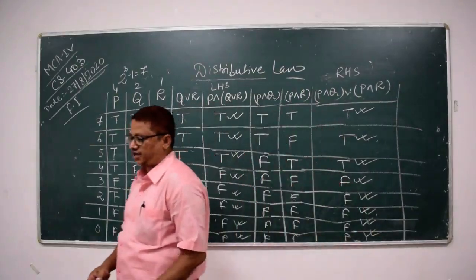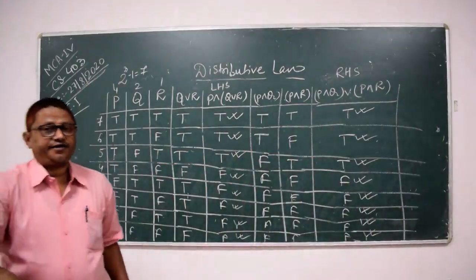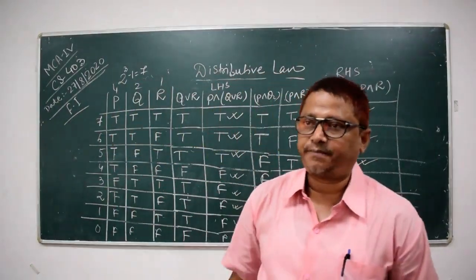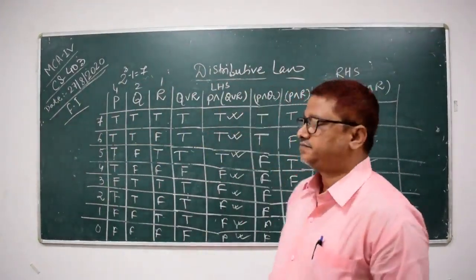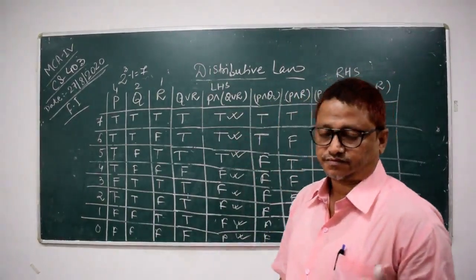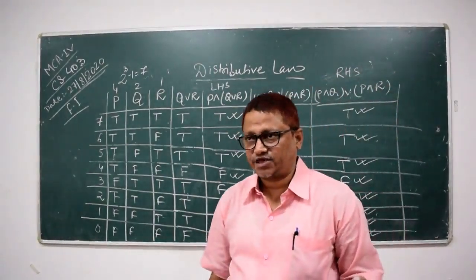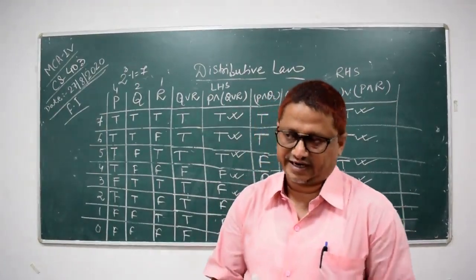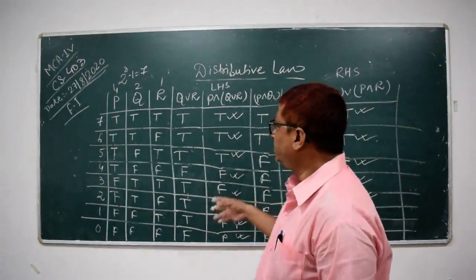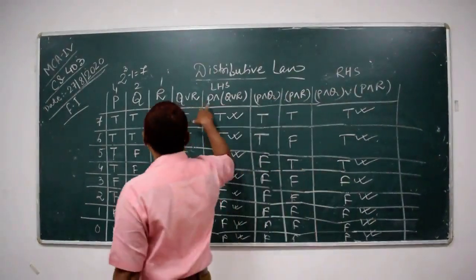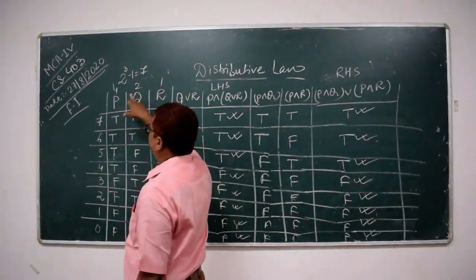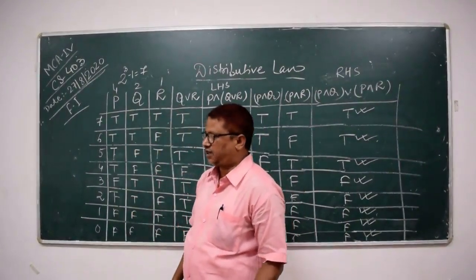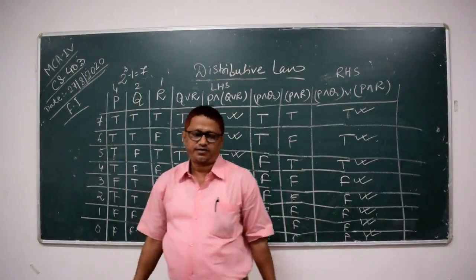Now again repeat how to construct the truth table of distributive law. First of all, the distributive first law, P and Q or R, in the parenthesis Q or R. First of all, prepare this part in left hand side. How to prepare? Count the number of propositions. How many propositions? P, Q, R, and write down the true and false combinations of P, Q, R with the help of the formula 2 to the power 3.